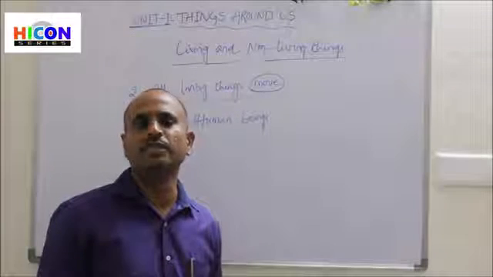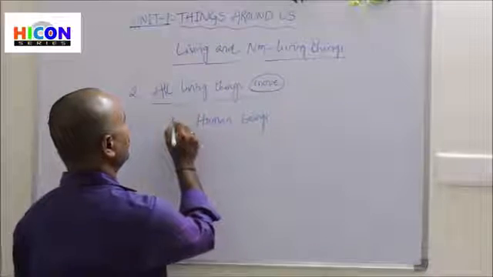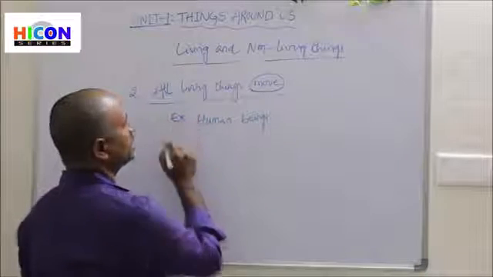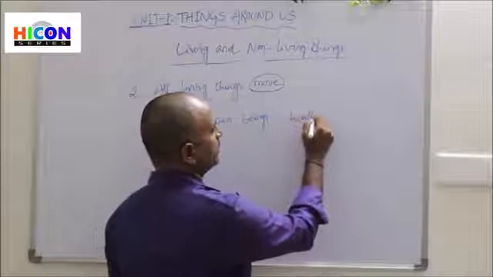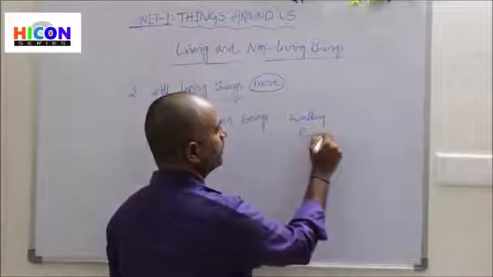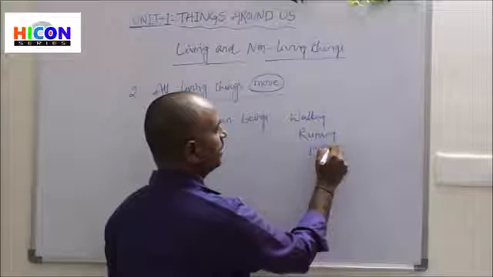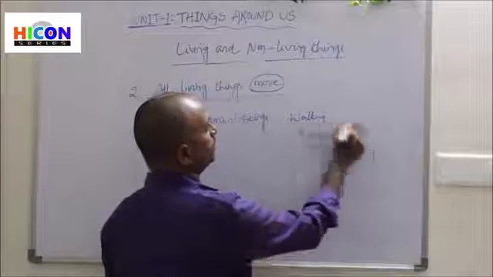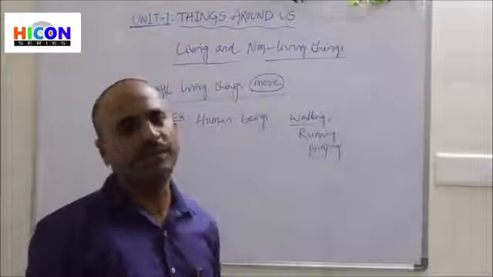So different living things will move in different ways. For example, if you consider human beings, they will move by walking, running, jumping, like this. So human beings will move from one place to another place by walking, by running, or by jumping.